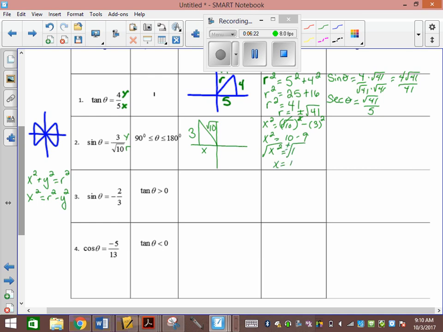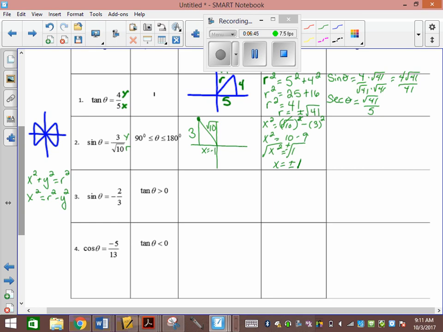And this is why drawing it is extremely important. Drawing the triangle is extremely important because based on this triangle being drawn, what does my x have to be? -1. Because remember, we're technically plotting this point right here. And this point is at -1.